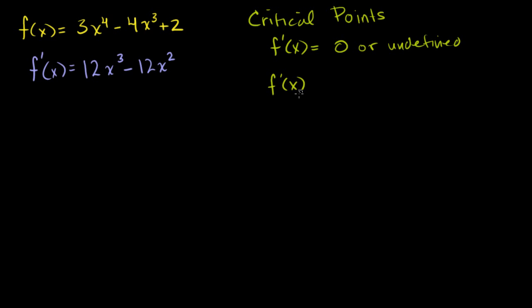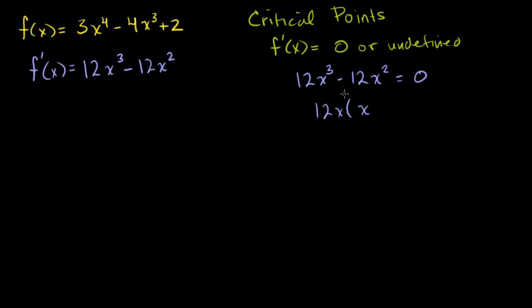So let's solve which x that is. Let's solve for when this is equal to 0. So 12x to the third minus 12x squared is equal to 0. And so let's see, what can we do to solve this? Well, we could factor out a 12x.